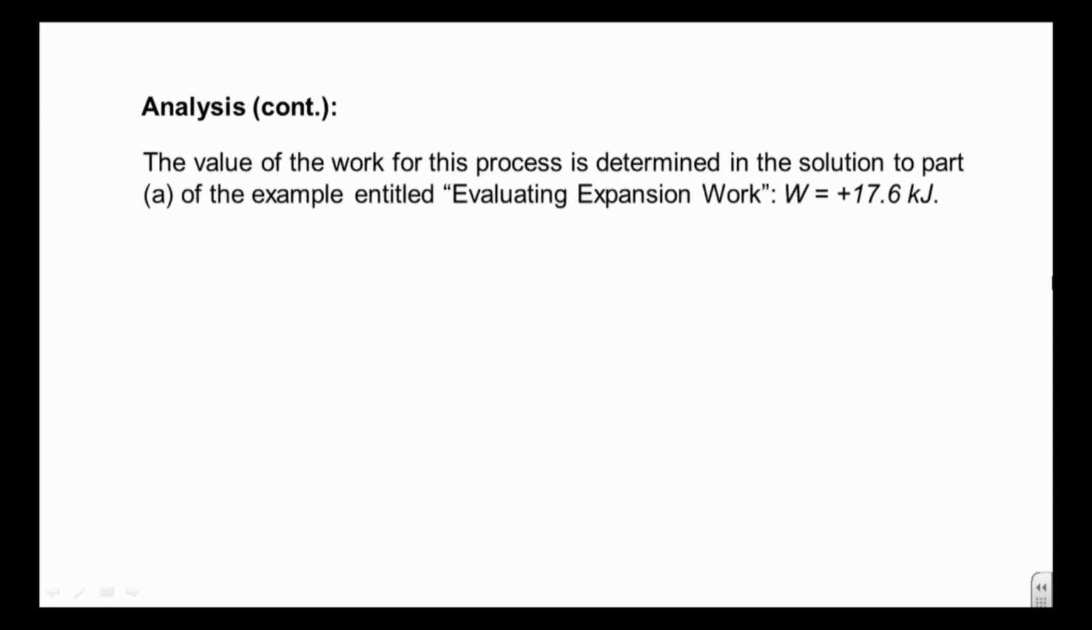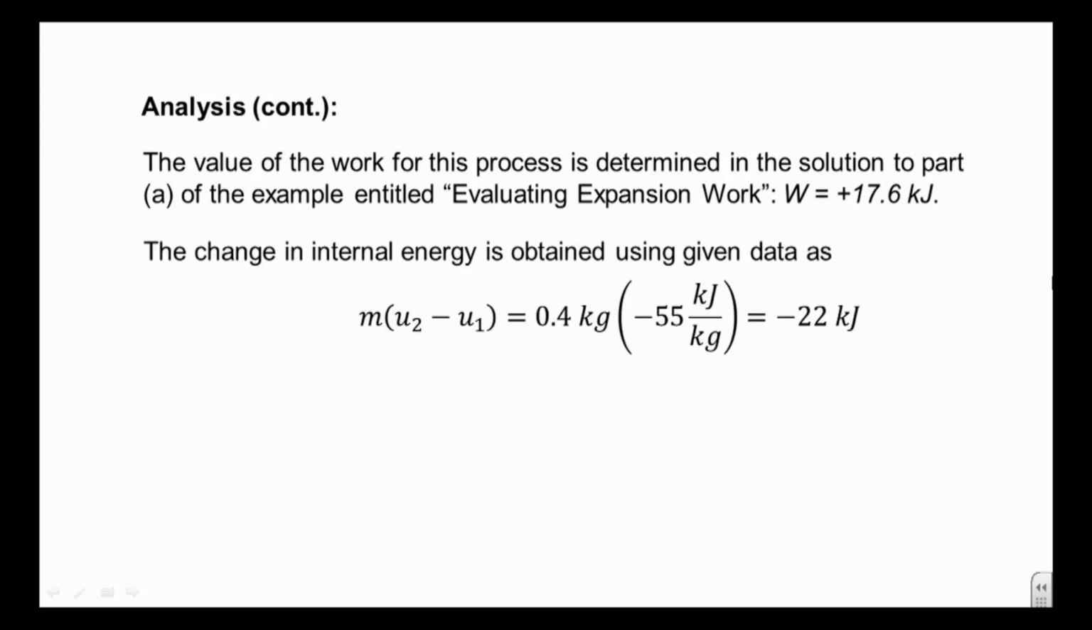The value of the work for this process is determined by referring to the solution of part A of the example entitled Evaluating Expansion Work. In that example, we obtain W equal to plus 17.6 kilojoules. The change in internal energy is obtained by using the given data for the specific internal energy change through the process and the given value of the mass. Substituting the values, we obtain m times (U2 minus U1) equal to minus 22 kilojoules.